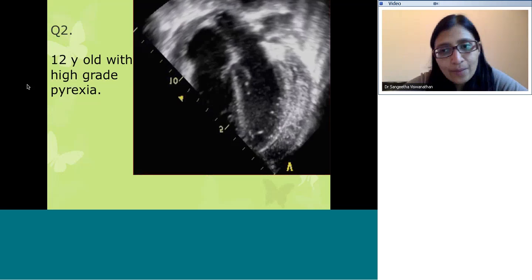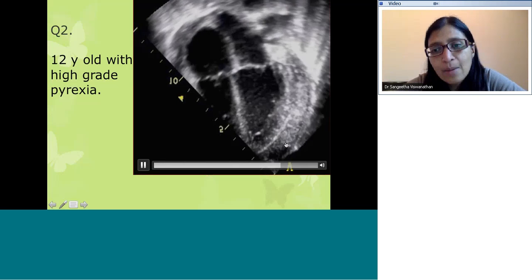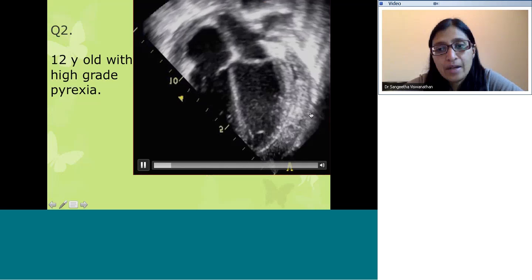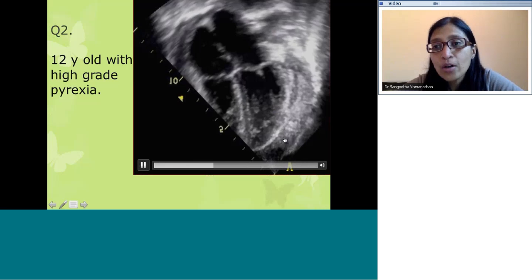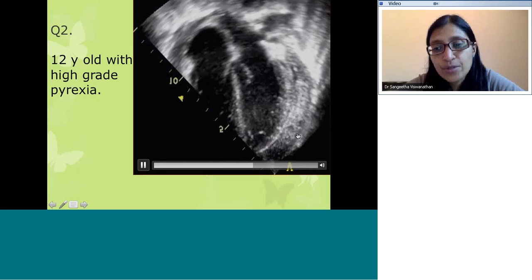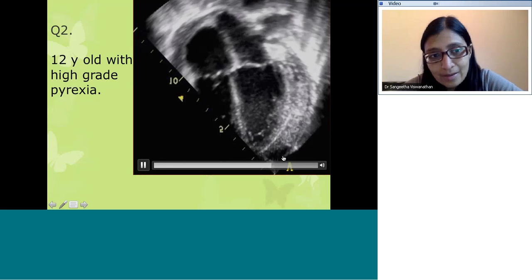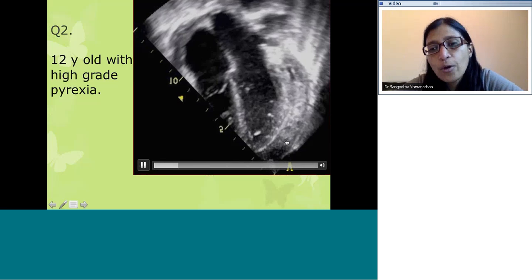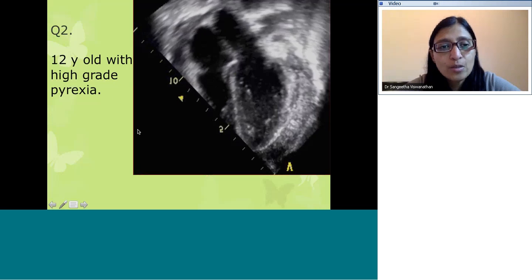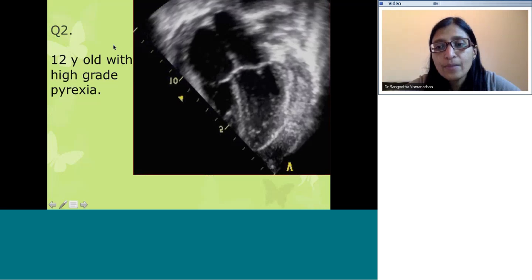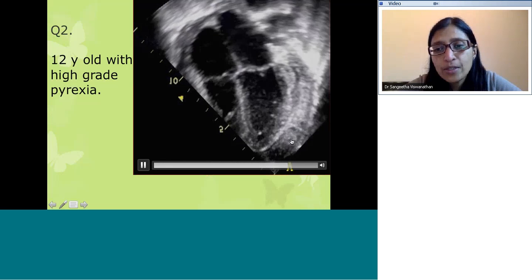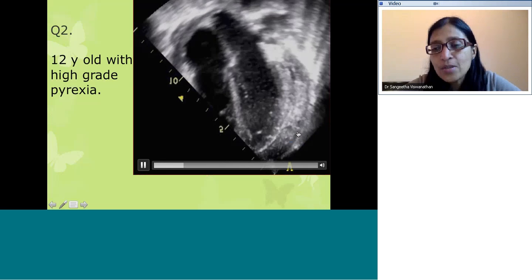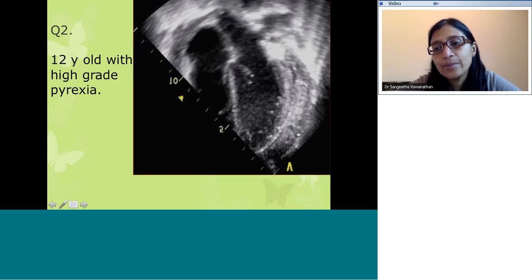Correct. So what you see is that there is some collection outside the heart in the pericardium. But it is not the normal consistency of the usual pericardial effusion that you see. It is quite thick and does not appear to be clear fluid. So what do you think is the likely diagnosis? If you look at the history, it's a 12-year-old with high-grade pyrexia. Correct. So this is an echo of a child with pyopericardium.